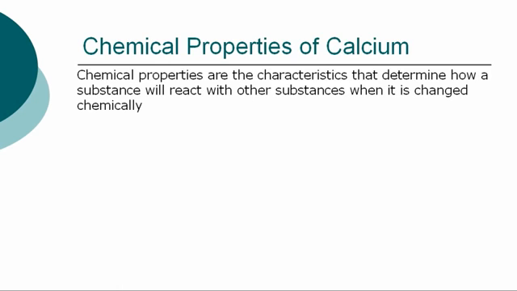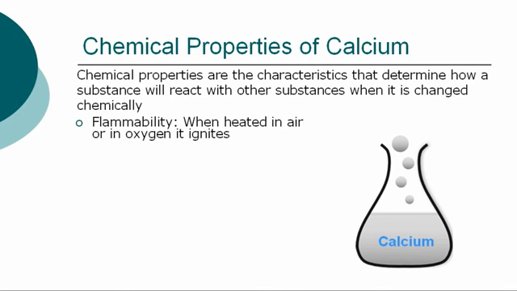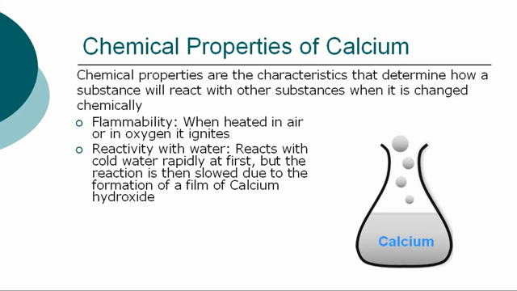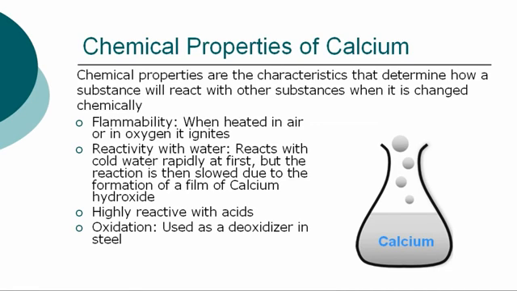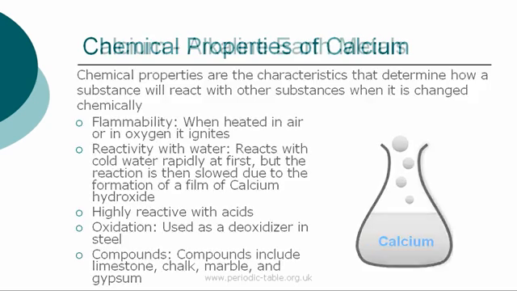The chemical properties are the characteristics that determine how calcium will react with other substances when it is changed chemically. The chemical properties of calcium are: flammability, when heated in air or in oxygen, it ignites. Reactivity with water: reacts with cold water rapidly at first, but the reaction is then slowed due to the formation of a film of calcium hydroxide. Highly reactive with acids. Oxidation: used as a deoxidizer in steel. Compounds: compounds include limestone, chalk, marble, and gypsum.